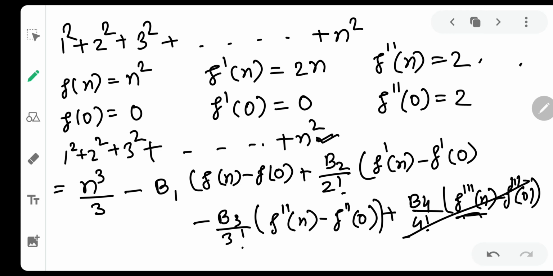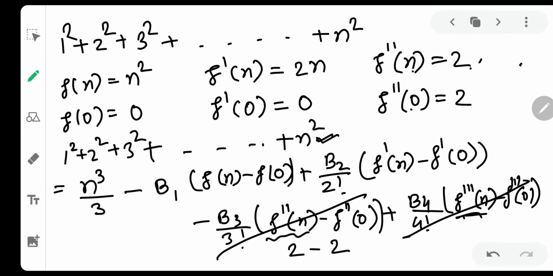Okay, now there is one more thing. What is f double dash n? 2. And what is f double dash 0? 2. So f double dash n is 2 and f double dash 0 is also 2. So this will also turn 0. So cancel out this. So only the first 3 terms are remaining, and that is very easy for us to calculate.